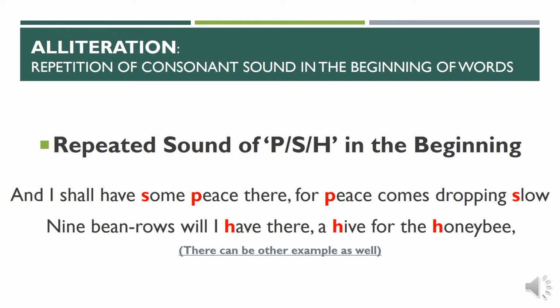Okay, so we have the example of comes as well. We see the word comes, and we have shall as well. I forgot to highlight that. So some, peace and peace are being repeated, and now we see that dropping also has P, but we did not highlight that because we are showing the example of alliteration where the repeated sound should only be in the beginning.